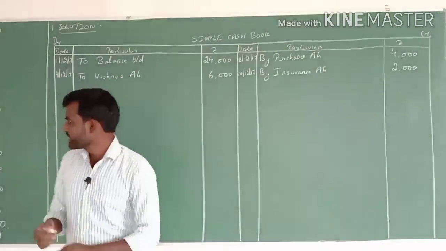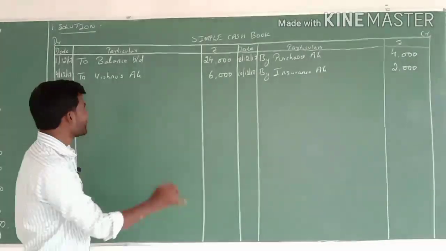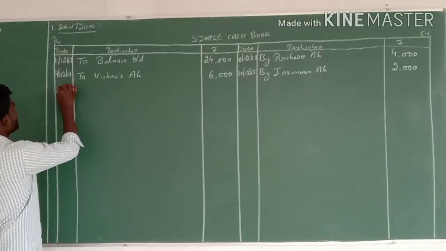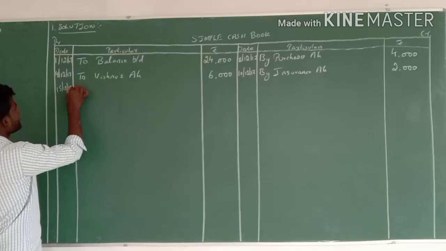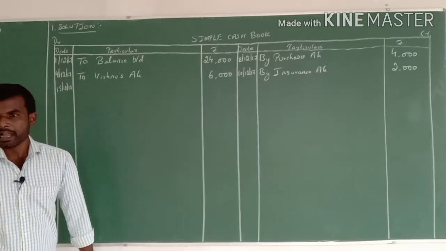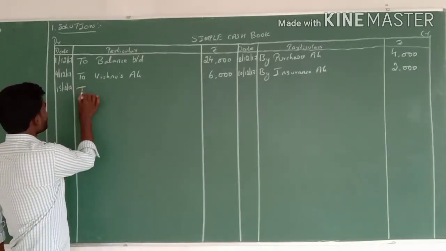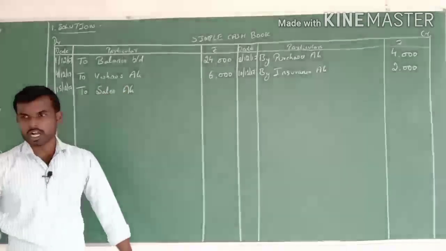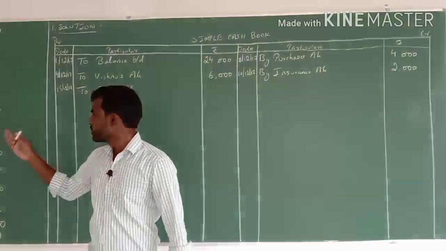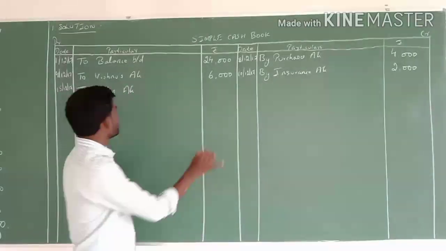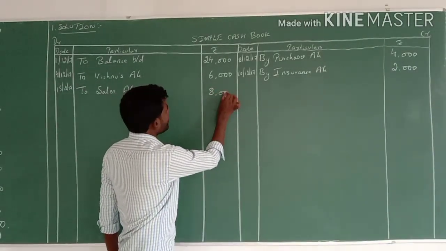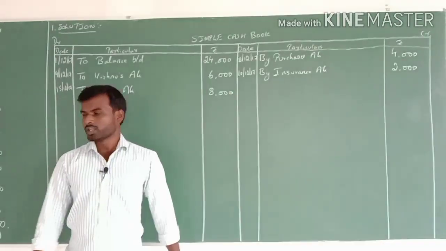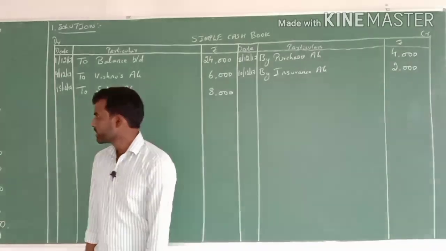Debit side. What is the date given there? It is of December 15th. So 15th of December 2017. What are we making there? We are making the sales, to sales account. How much is the amount we get there? 8,000.